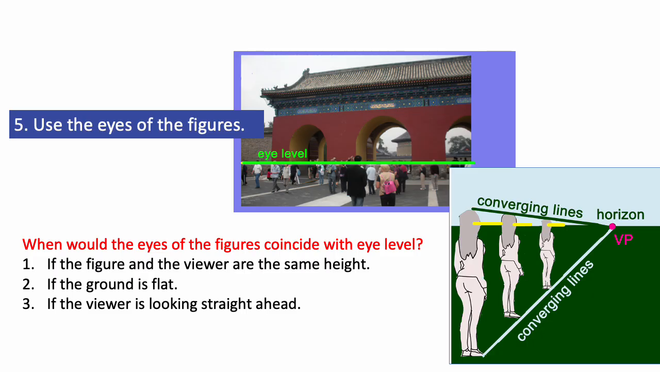The fifth method of finding eye level is to find the eyes of the figure in the pictures. You can see that these eyes lie on eye level, and that occurs if the following is true. If the figure and the viewer are the same height, if the ground is flat, and if the viewer is looking straight ahead, not up or down.